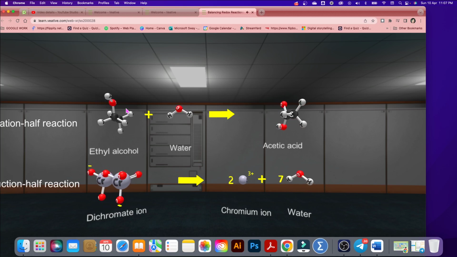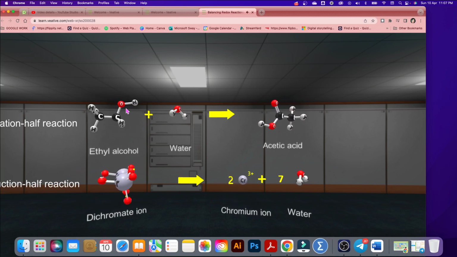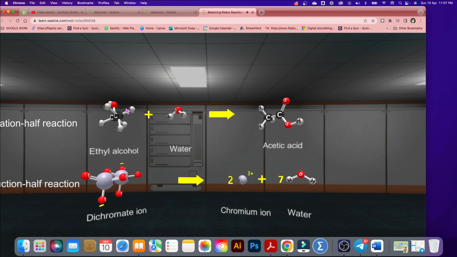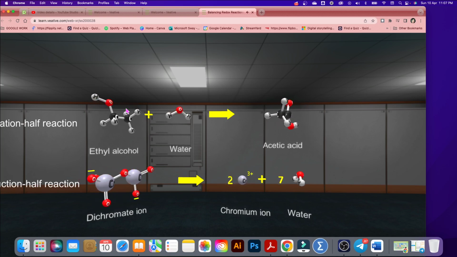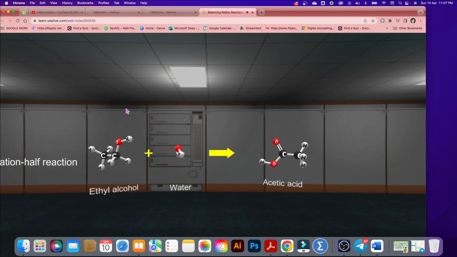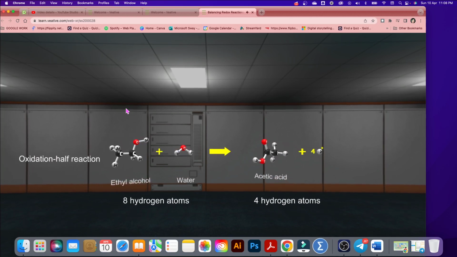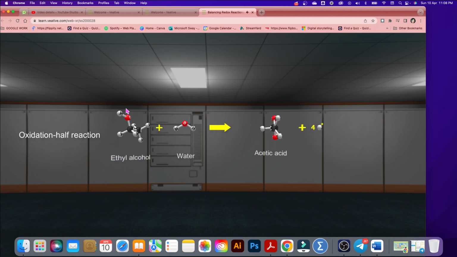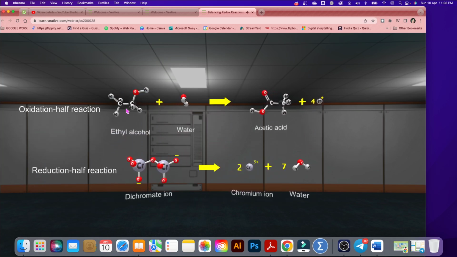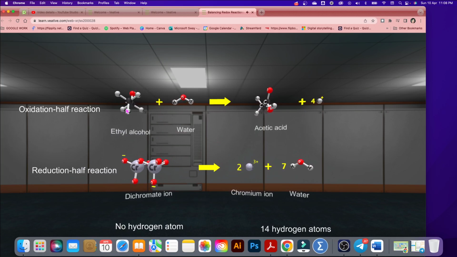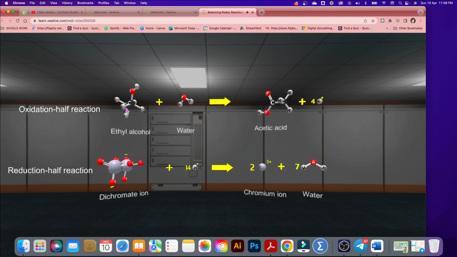In step 4, balance the hydrogen atoms by adding a suitable number of hydrogen ions. In the oxidation half reaction, the reactant side is in excess of 4 hydrogen atoms. Hence, add 4 hydrogen ions to the product side to balance hydrogen. In the reduction half reaction, the product side is in excess of 14 hydrogen atoms. Hence, add 14 hydrogen ions on the reactant side to balance hydrogen.